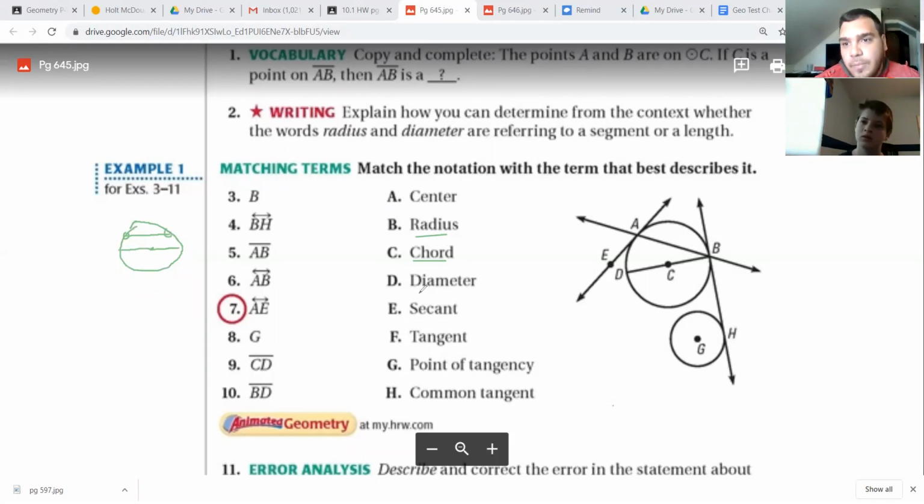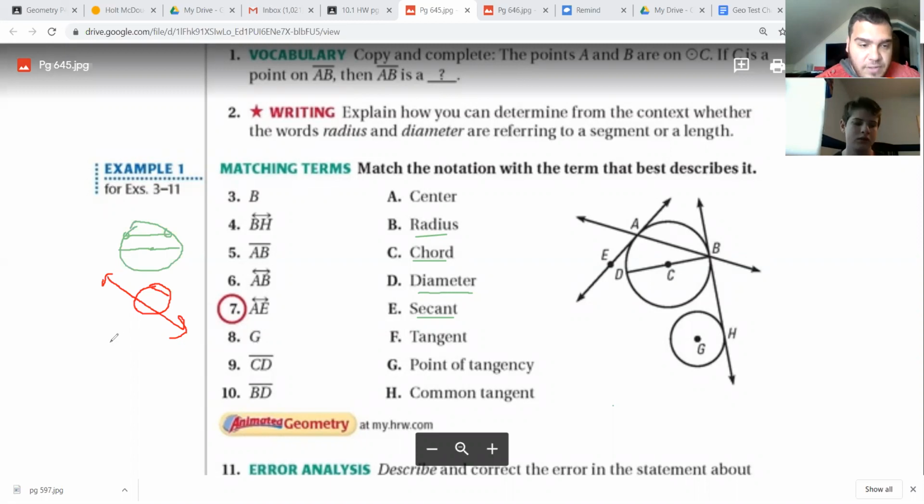Diameter, we should know, that's double the radius. It's like from edge to edge, crossing the circle. Secant is a new word. Secant is when you have a circle and you have a line that goes through it, in and out. So a chord only stays inside. A secant would go all the way through, in and out.